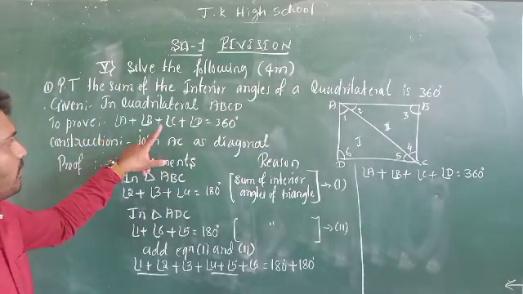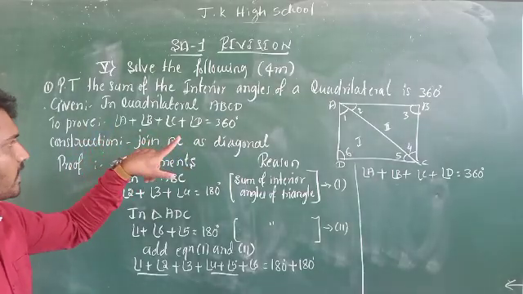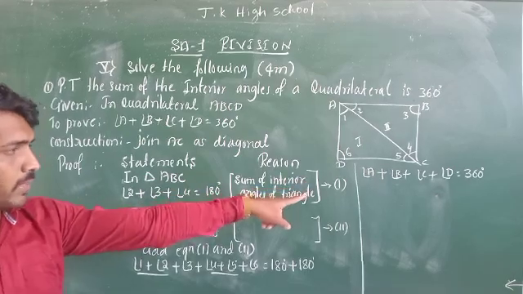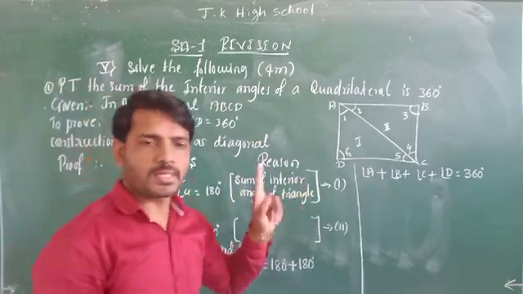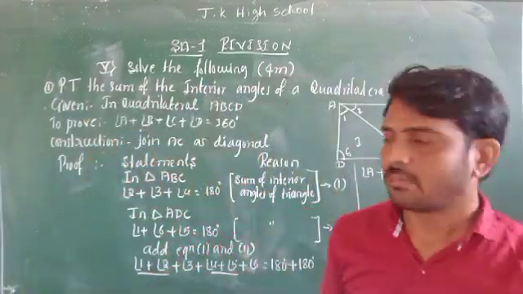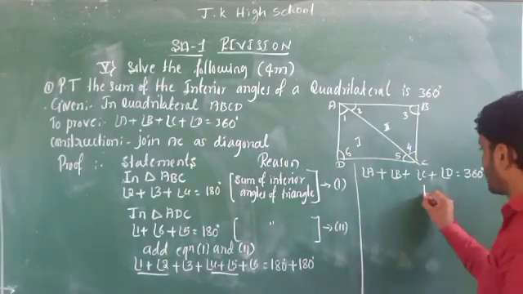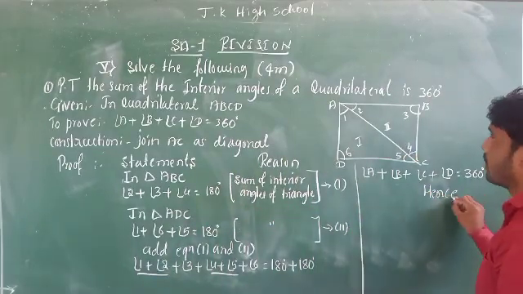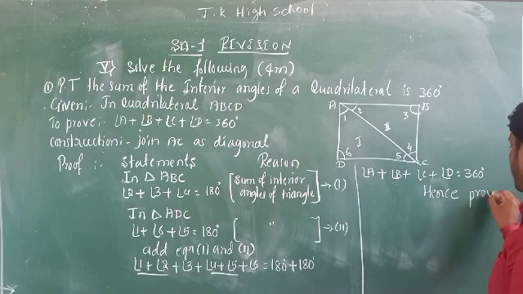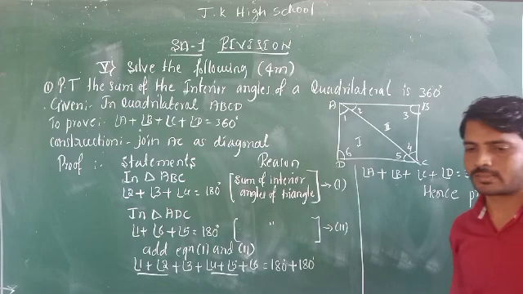So what we should prove? Angle A plus angle B plus angle C plus angle D is equal to 360 degree. What is the final answer? Angle A plus angle B plus angle C plus angle D is equal to 360 degree. Hence, proved. Clear, children? If you write this much, exactly you get 4 marks.